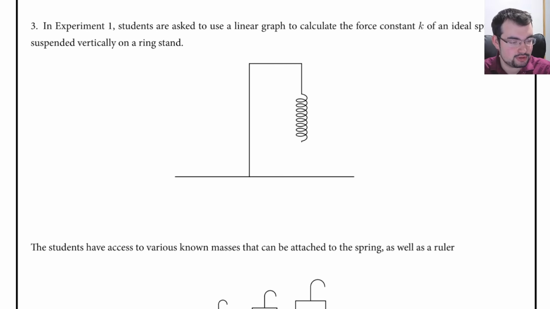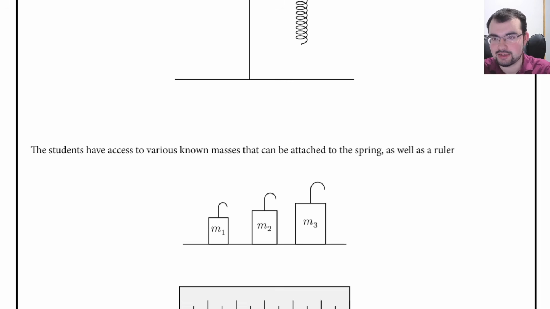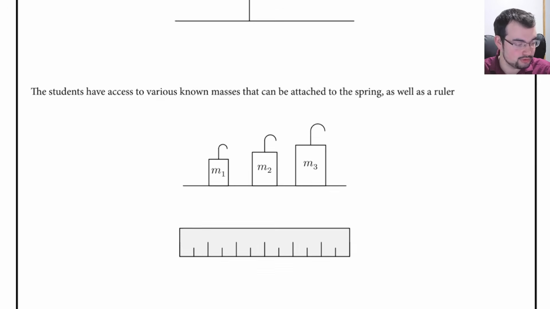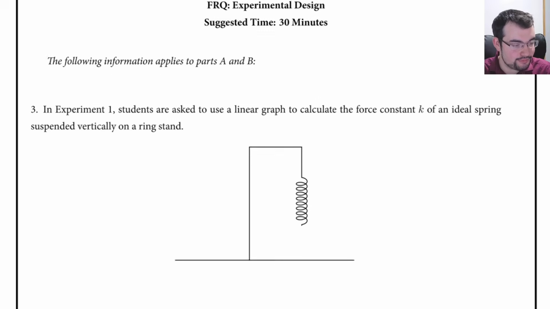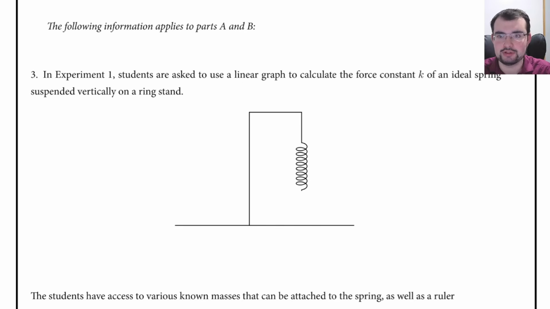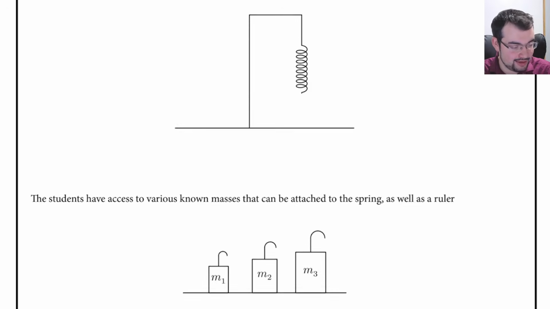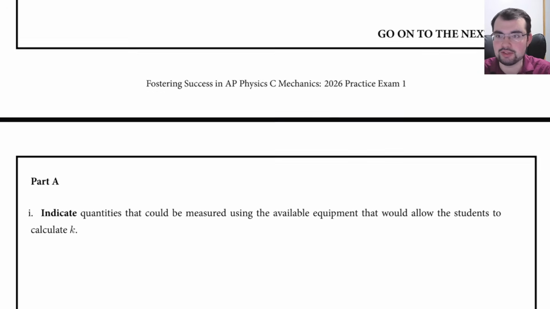So in experiment 1, students are asked to use a linear graph to calculate the force constant of an ideal spring that hangs on a ring stand. The students have access to masses that can be attached to the spring as well as a ruler. Whatever could we possibly measure, right? We have masses and a ruler. So this is really kind of just the freshman physics version of this lab where you're calculating K. I didn't do anything crazy with this one.